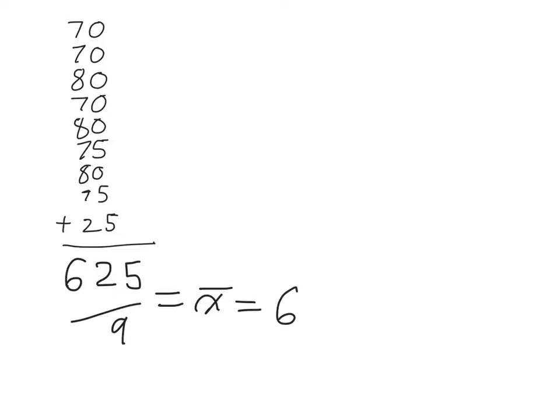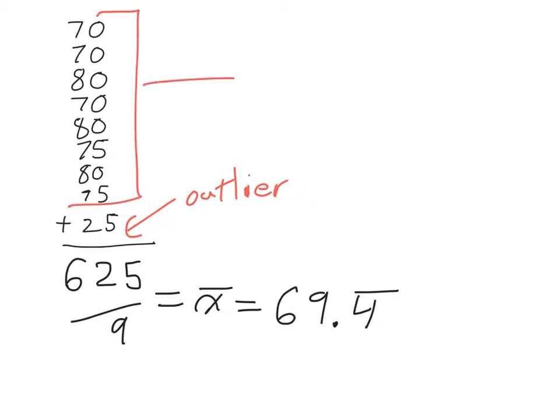of 69.4. That is irrefutably the class average. However, does that really represent how the class did as a whole on the test? After all, what happens if I remove this outlying piece of data? If I remove this outlier and just take the average of this set, I add those together, I get 600. And now I'm dividing by 8 because I've removed that 25.